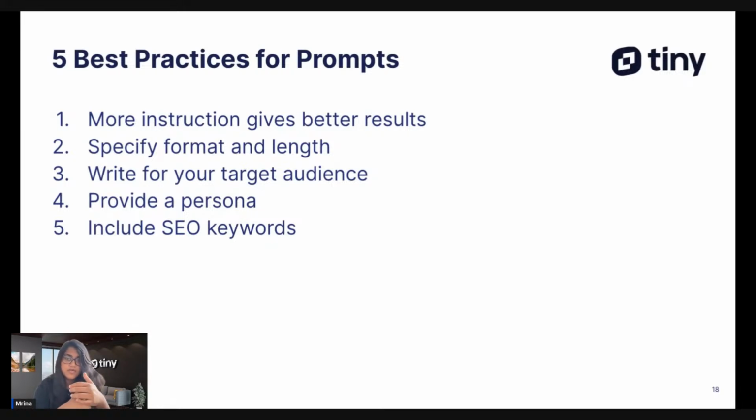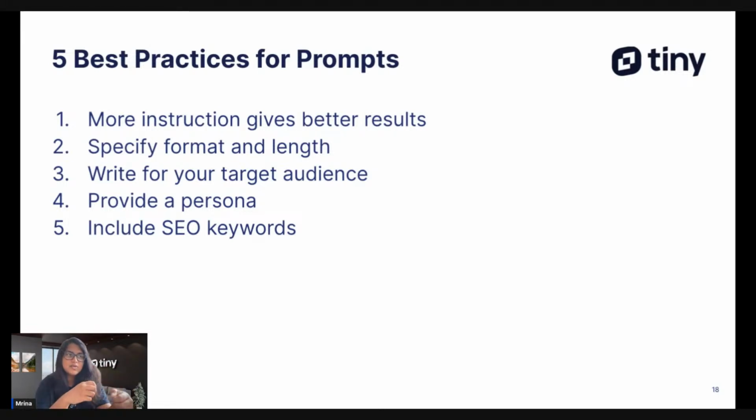For example, if you're writing a blog post about cars, maybe be a little bit more specific. Write a blog post about cars and how they will evolve over the next decade to adapt to climate change. Maybe start specifying format and length. Maybe you want this blog to be 800 to 1,000 words, or you want the newsletter to be a specific length, a specific format like HTML. So specify that in your prompt. The third thing is write it for your target audience.